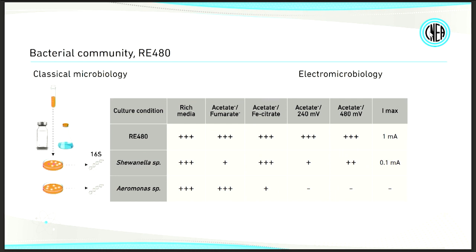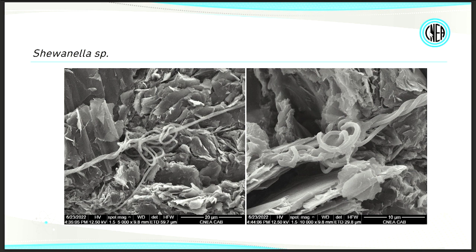And Shewanella grew in the bioelectrochemical cell, but it gave a lower current intensity than the community. When we observed these electrodes by electron microscopy, we observed that indeed Shewanella was the one that was forming the cables, but as you may see now in the pictures, the cables were not the same as the ones we observed with the community, and Aeromonas could not form cables. So these are the cables that we observed with Shewanella.